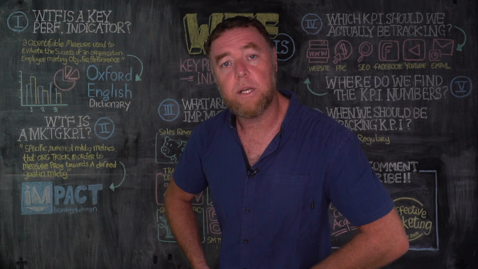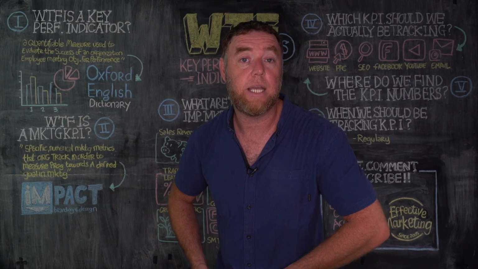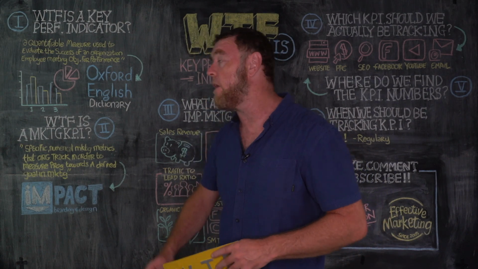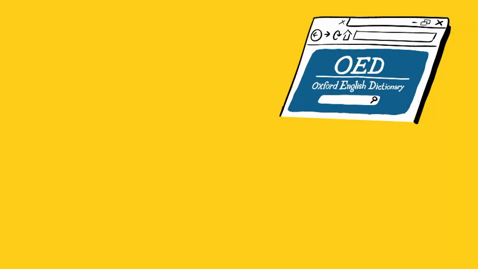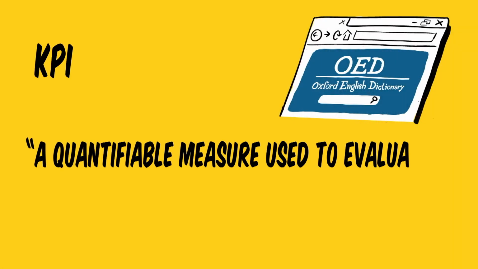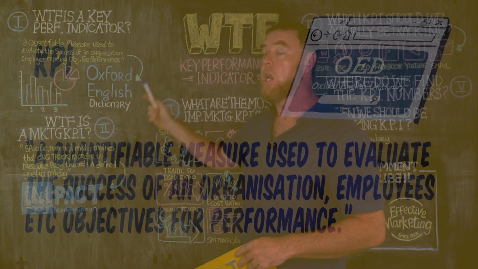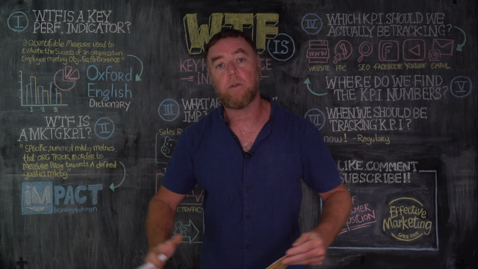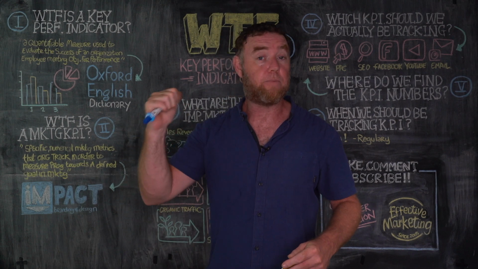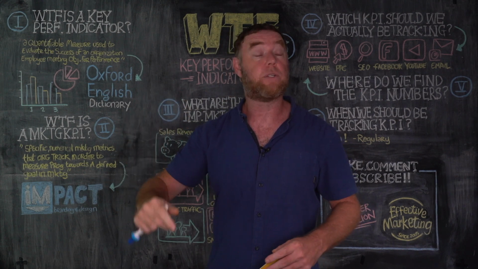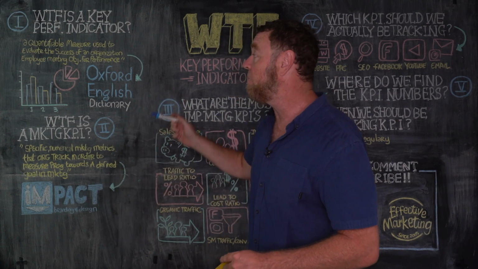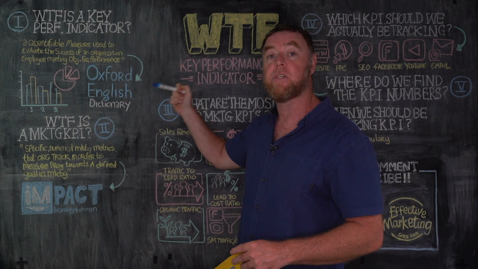So if we are going to understand what a key performance indicator is, we're going to need a definition, and we found one at Oxford English Dictionary. And what they tell us is that a key performance indicator is a quantifiable measure used to evaluate the success of an organisation or employee in meeting objectives for performance. So in business, they use these across departments. They will use these in production, they'll use them in HR, they'll use them in accounts. So they will use key performance indicators to measure their success.